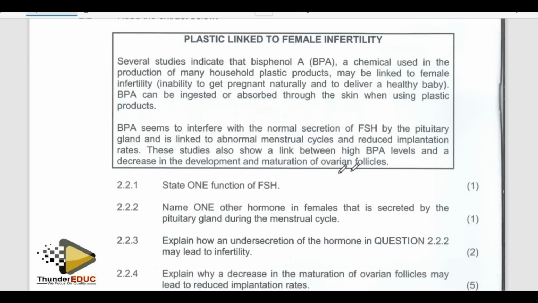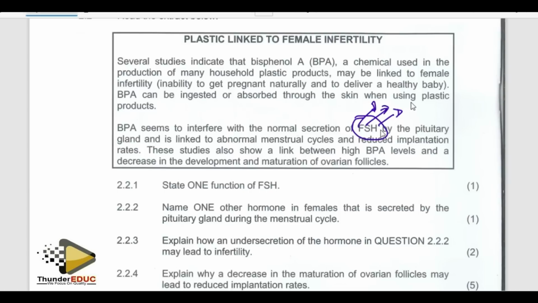State one function of FSH. They talked about FSH here. State one function. What is FSH? You won't know the function of FSH if you don't know what FSH is. We call it follicle stimulating hormone. A hormone which stimulates the development of the Graafian follicle. Simple.